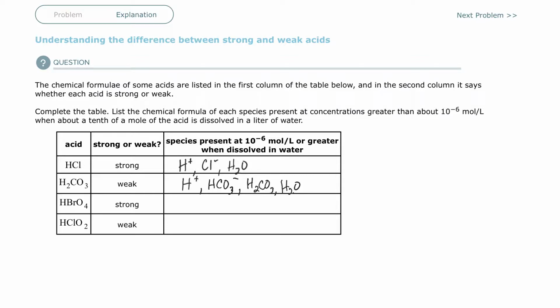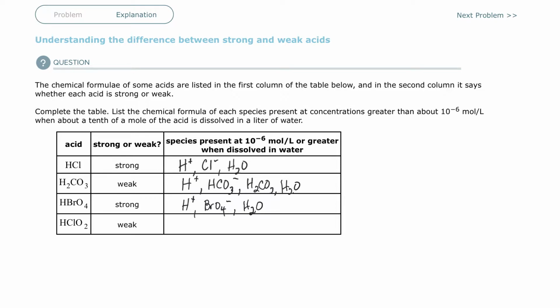Okay. So this is bromic acid. Bromic acid is a strong acid. So in that case, it's going to be H+. What is its conjugate base? So take the H off, and you'll be left with BrO4. And remember, if it's neutral over here, and I take a positive, it's going to leave you with a negative. So BrO4 negative. And then that's all you have, plus the water.